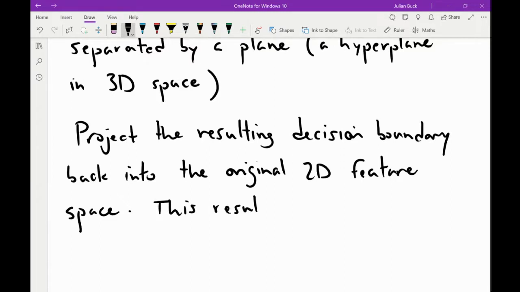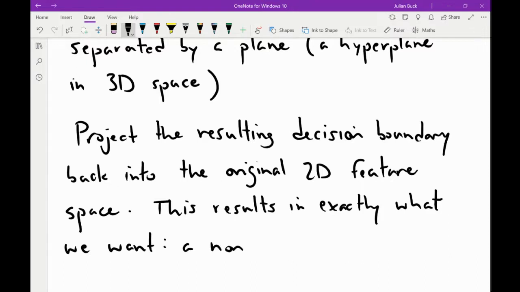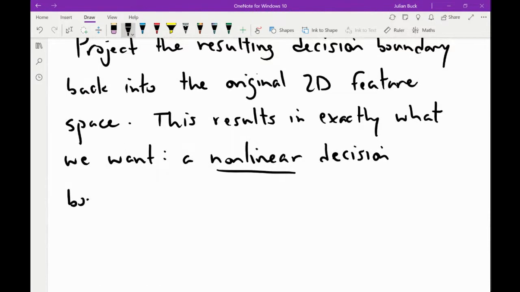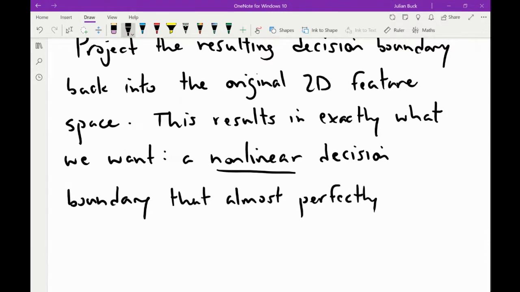This results in exactly what we want. Namely, a nonlinear decision boundary that almost perfectly separates the two classes.